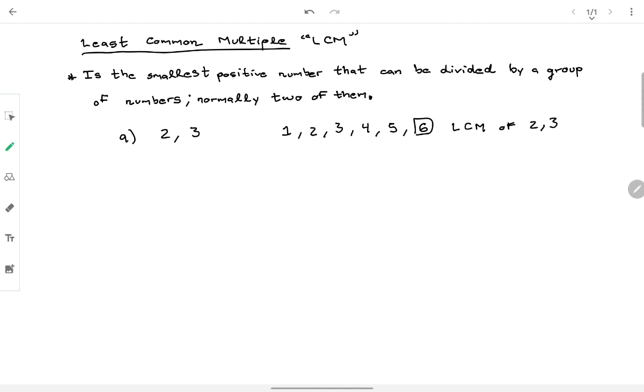So this is the definition of what least common multiple is, but we are not going to make a list from 1 to 100 or something like that to find it. We will use another procedure called prime number factorization.